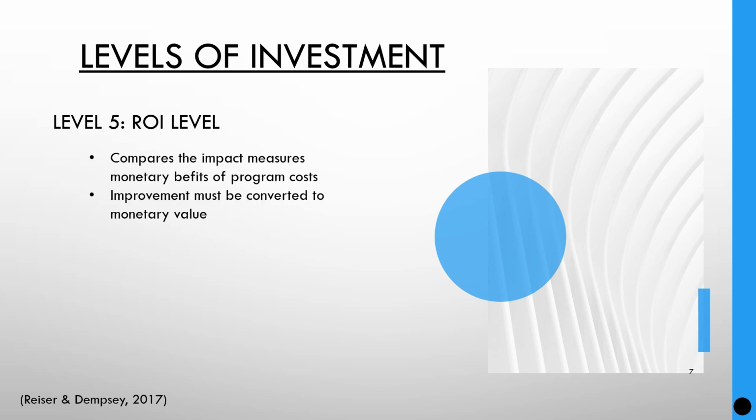Level 5 is the ultimate measure of the financial success of a program. ROI compares the monetary benefits to the cost of the program. To calculate this, there are 6 steps that are taken. Step 1, identify the improvements and impact measures. Step 2, isolate the amount of improvement to the program. Step 3, convert those improvements to monetary value.